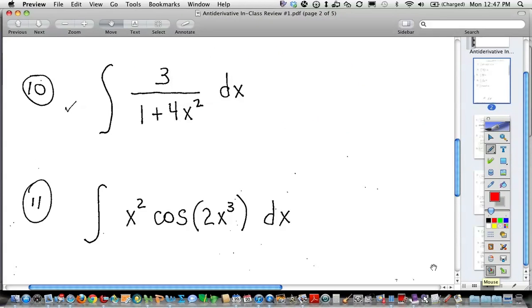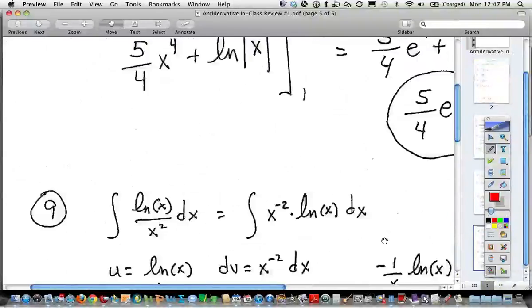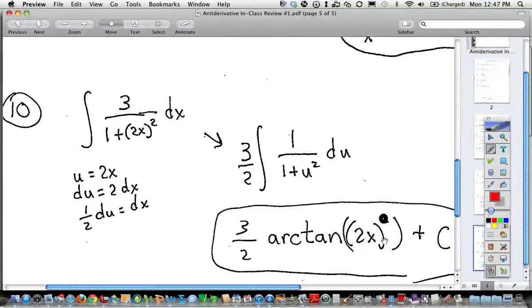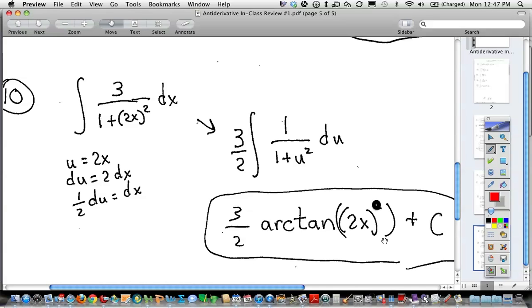Okay? Now, I want to show you, let's go ahead and we'll get down here to it. Okay? So it ended up looking like that. So you got 3/2 arctangent u, which would be arctangent 2x, and you get that right there.